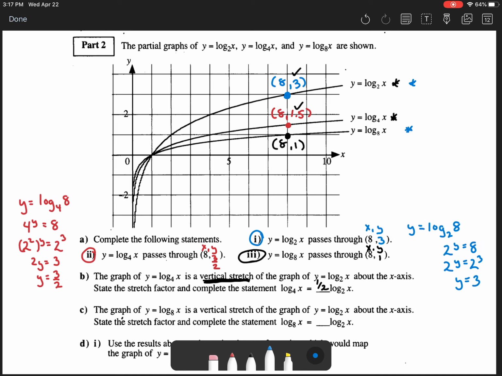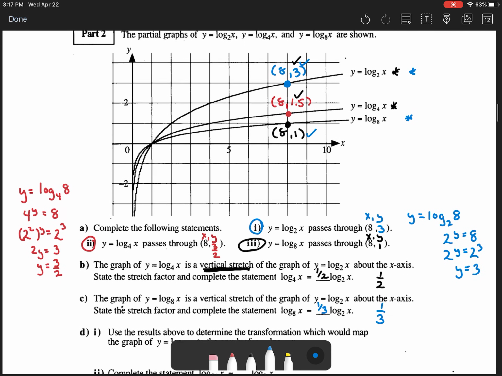In C, it says the graph of log base 8 of x is a vertical stretch of log base 2 of x. So again, in this one, I'm starting at log base 2 of x and I want to end up at log base 8 of x. So again, compare those y values. So this time it's the 3 and I'm making that 1. Well, what did I do? I divided it by 3, so that means it's the same as or equivalent to multiplying it by 1/3. So that is the stretch factor for each of those.